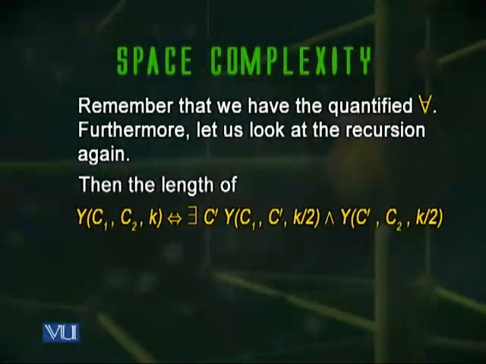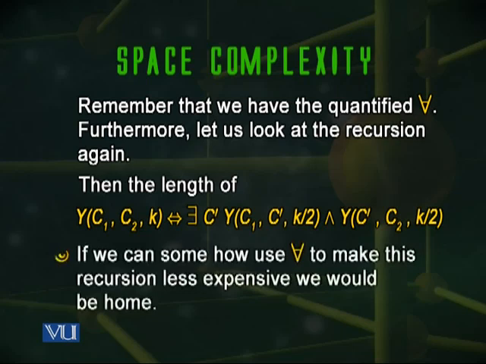If you look at the definition that we have given below, the yields formula, we have not used the quantifier for all at all. Remember, we are dealing with fully quantified Boolean formulas, and they have the quantifier for all also. We've not used it at all, and we've not used it in this recursion at all. Somehow, if we can make use of a for all and make the recursion less expensive, we'd be able to go home, in the sense that we'll be able to do what we want.